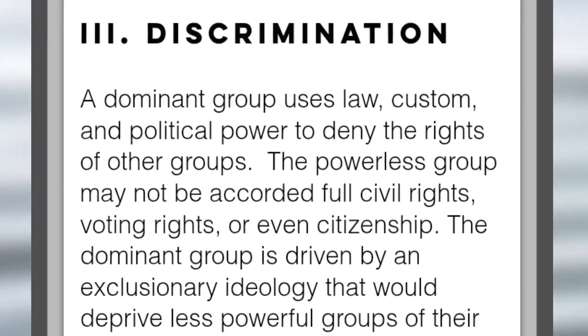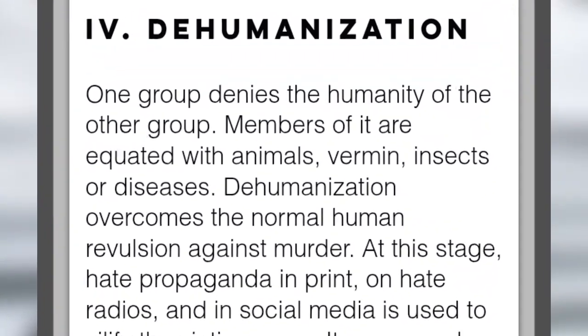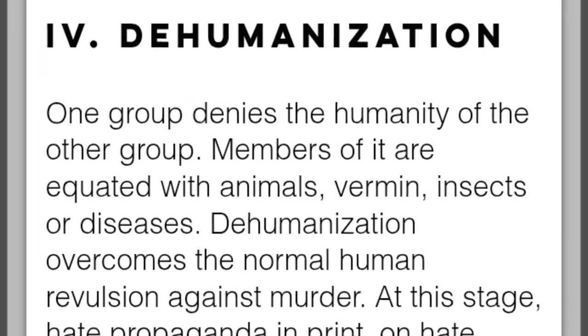Stage three is discrimination. The dominant group uses law, customs, and political power to deny rights to the identified groups. They may be excluded from civil rights or citizenship. Stage four is dehumanization. One group denies the humanity of the other. Victims are equated with animals, vermin, insects, and even diseases. This often overcomes the normal human revulsion against murder.